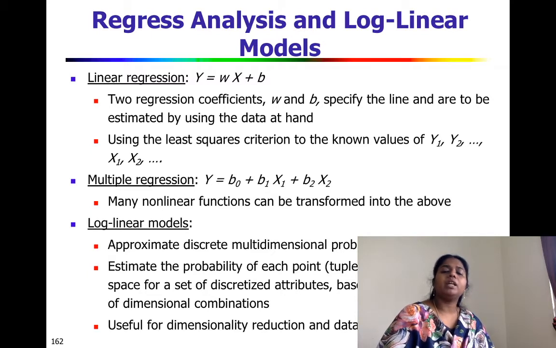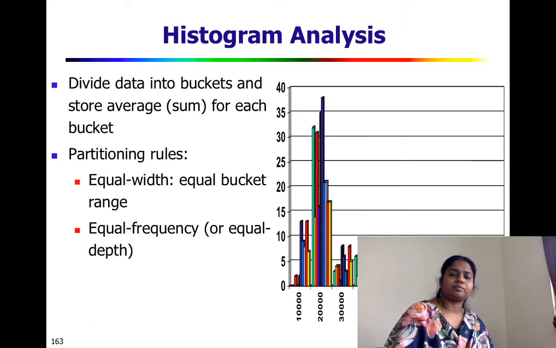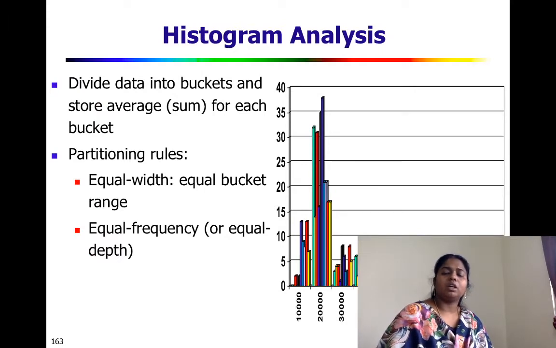In a log linear model, there is a curvilinear relationship between the two parameters or attributes. So I can use y equal to ax squared plus bx plus c. Such an equation is called a log linear model. We can use regression for reducing the numerosity of the data.